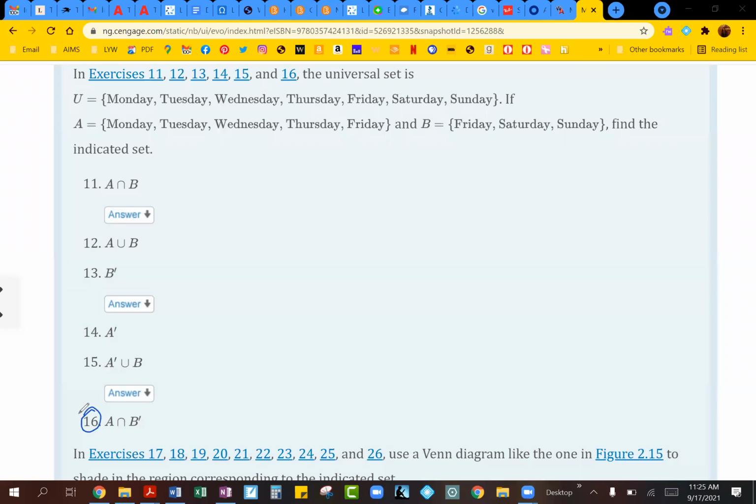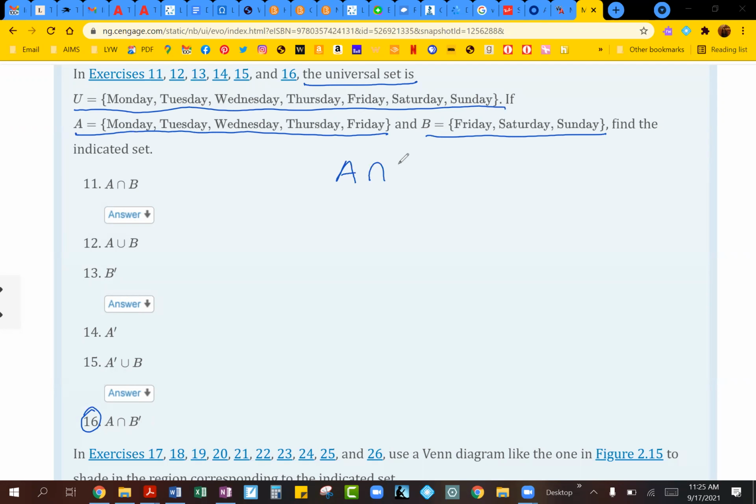Alrighty, so looking at number 16, they're telling us that the universal set is this one right over here, which has all the days of the week, right? Monday, Tuesday, Wednesday, Thursday, Friday, Saturday, and Sunday. They're telling us A is defined as Monday, Tuesday, Wednesday, Thursday, Friday, so all the weekdays. And then B is defined as Friday, Saturday, Sunday. So you can see in number 16, they're asking us to find A intersected with B prime.